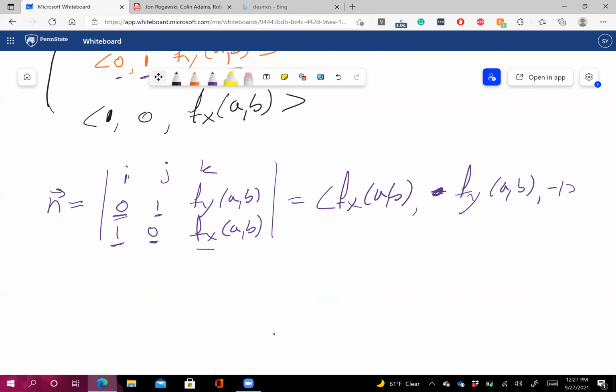So the normal vector to our tangent plane is going to be the partial of f with respect to x at (a, b), the partial of f with respect to y at (a, b), and negative 1. Any questions so far?